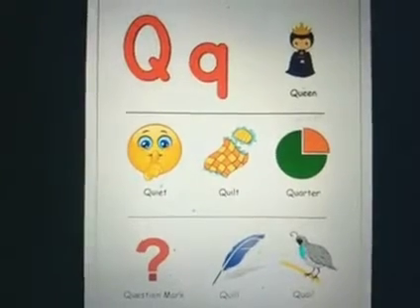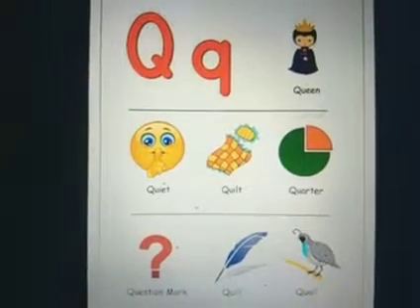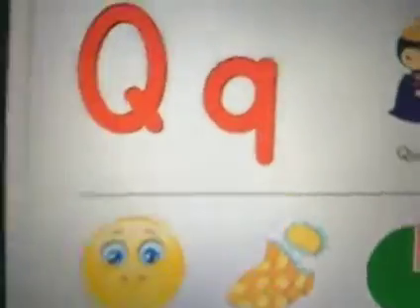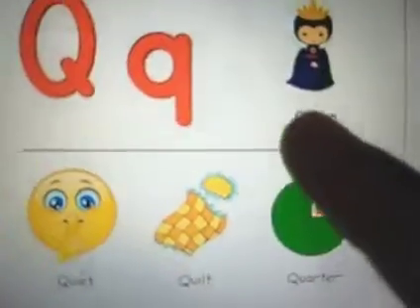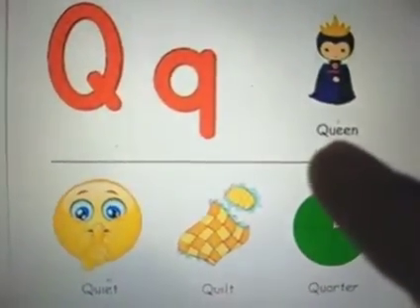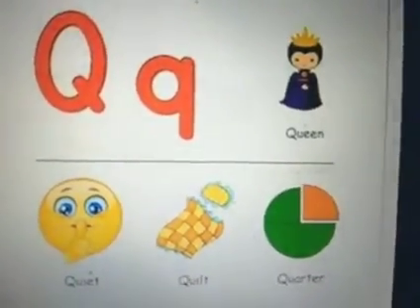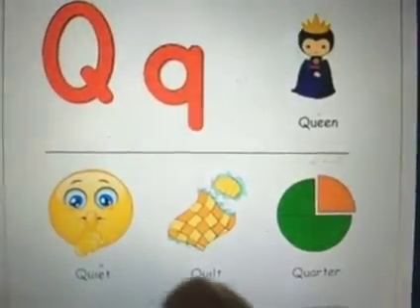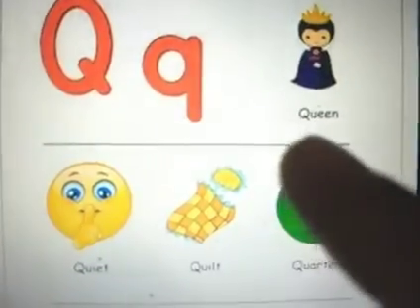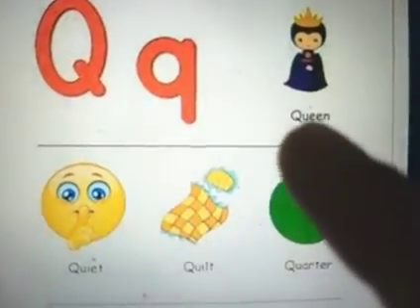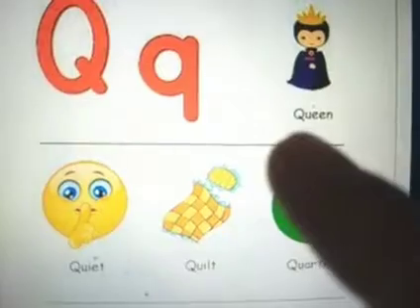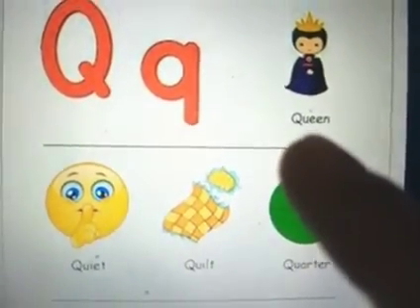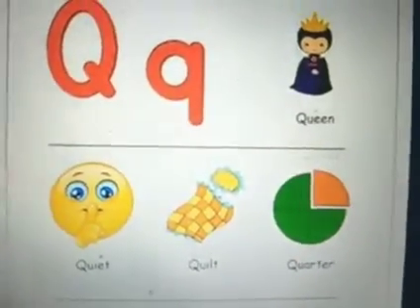Have a look at a few pictures that begin with the sound Qu. Now children, you will notice that the letter Q is always followed by the letter U. Yes, that's the English rule. All the words that begin with the letter Q are always followed by the letter U. So Q is always followed by U, the next letter is always U, and the sound is Qu.